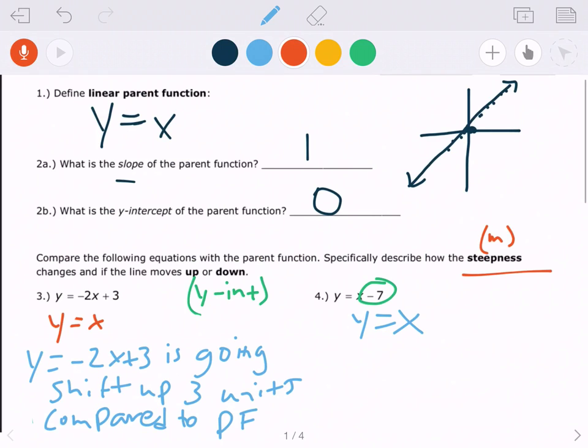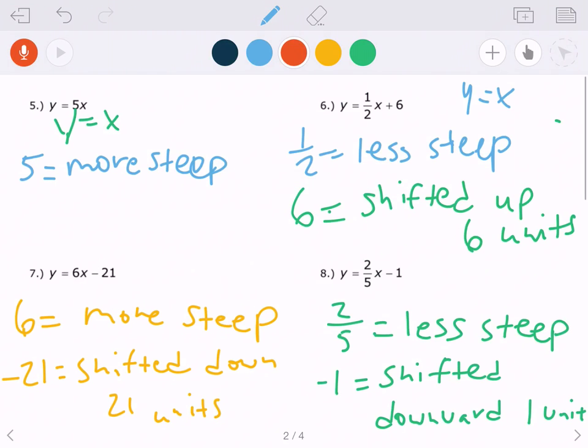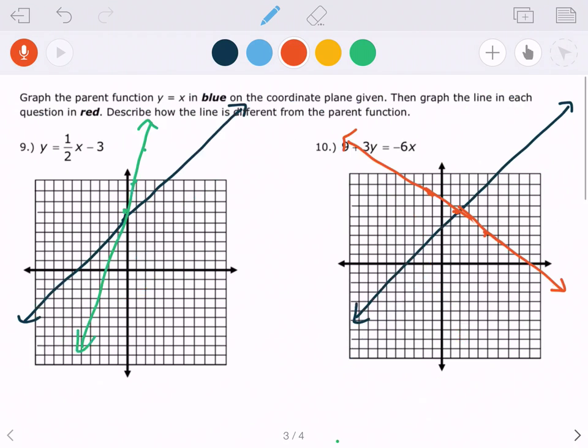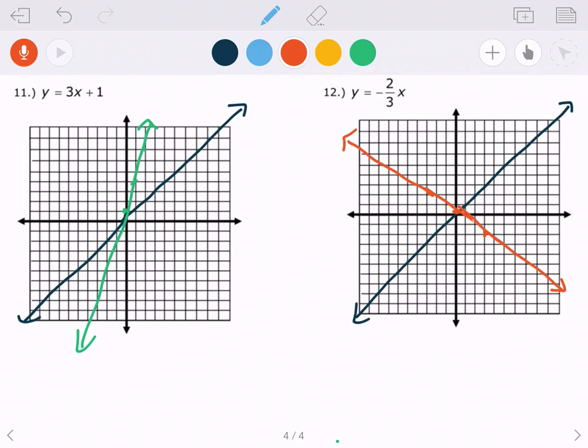So again, just a quick recap. In this video we talked about the parent function, which is y equals x. And then the slope is what's going to affect the steepness of the line compared to the parent function. The slope is either going to make it less steep or more steep. And then the y-intercept is going to be shifting the line up or down, compared to that parent function.